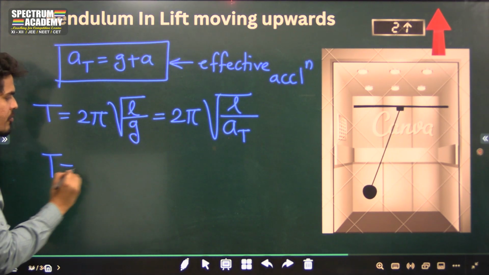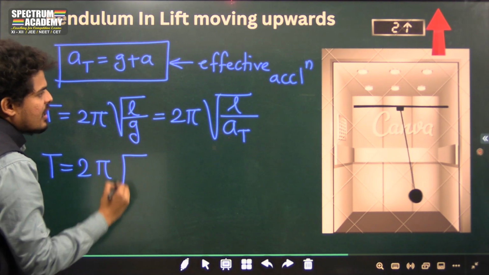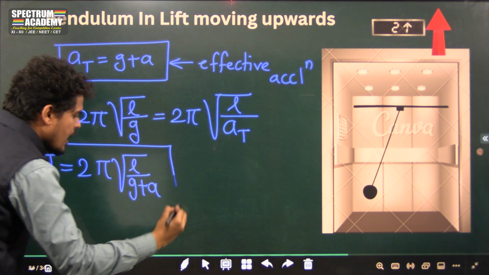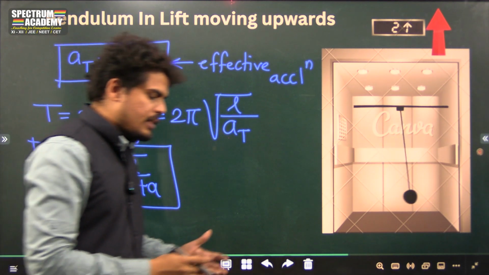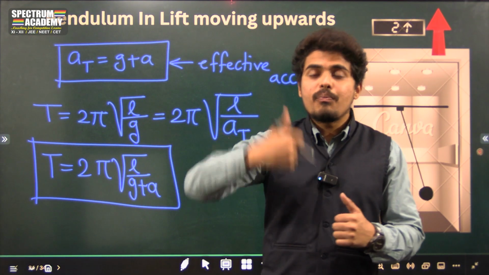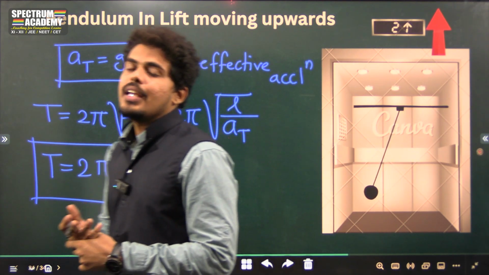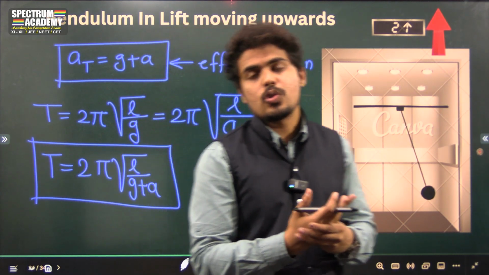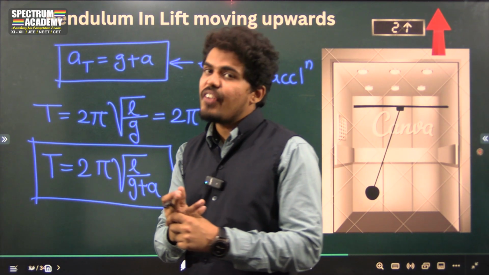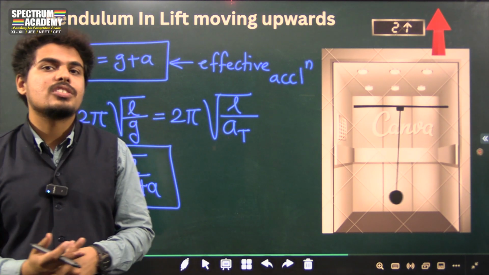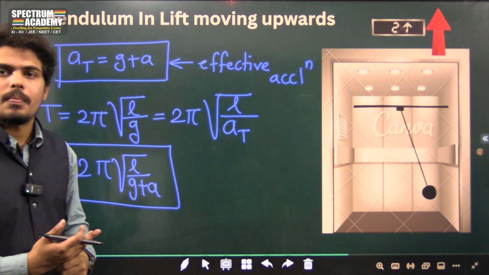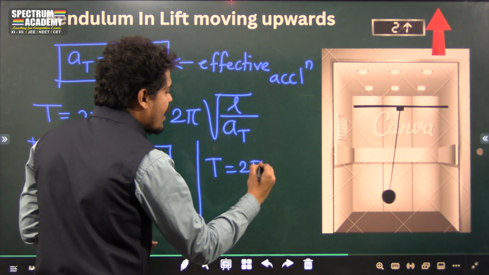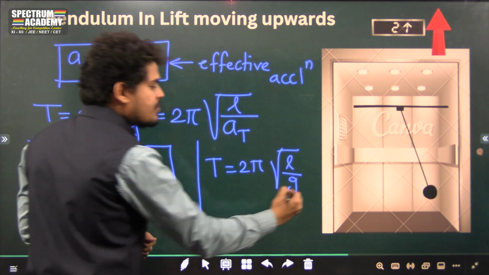Then the period of the simple pendulum in this case is 2 pi under root of L upon g plus a. So if your pendulum is in the lift and the lift is moving upwards with some acceleration a, then the period of the simple pendulum is given by capital T equals 2 pi under root of L upon effective acceleration, and this effective acceleration is g plus a. But in regular mode, T equals 2 pi under root of L upon g.